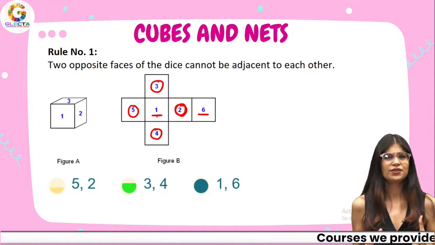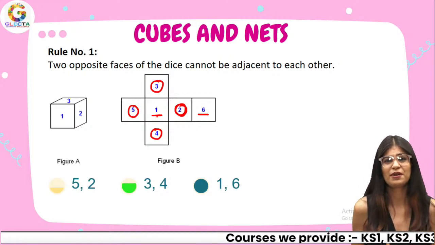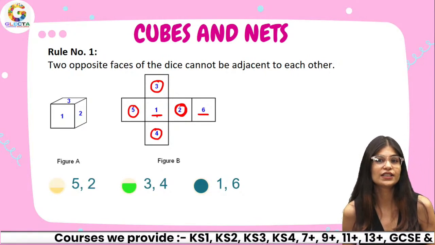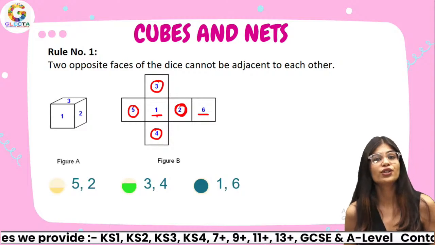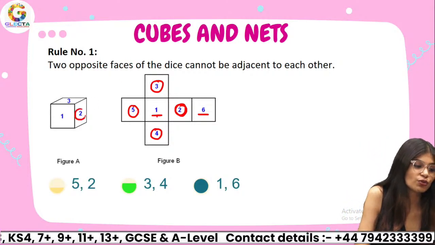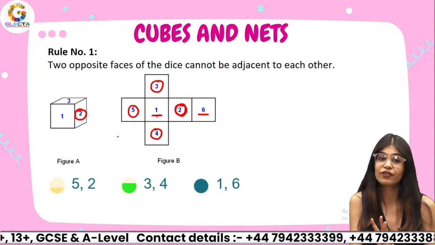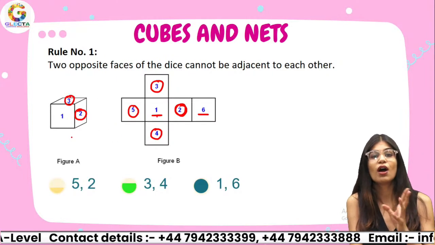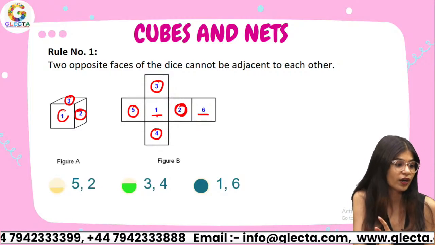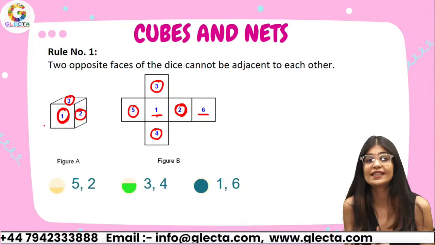But why am I telling you this? Why do I need to talk about these opposites? The reason is that you are never going to find opposites in the same cube. This cube has 2, so it can't have 5 in it. It has 3, so it can't have 6. It has 3, it can't have 4. And if it has 1, it can't have 6.